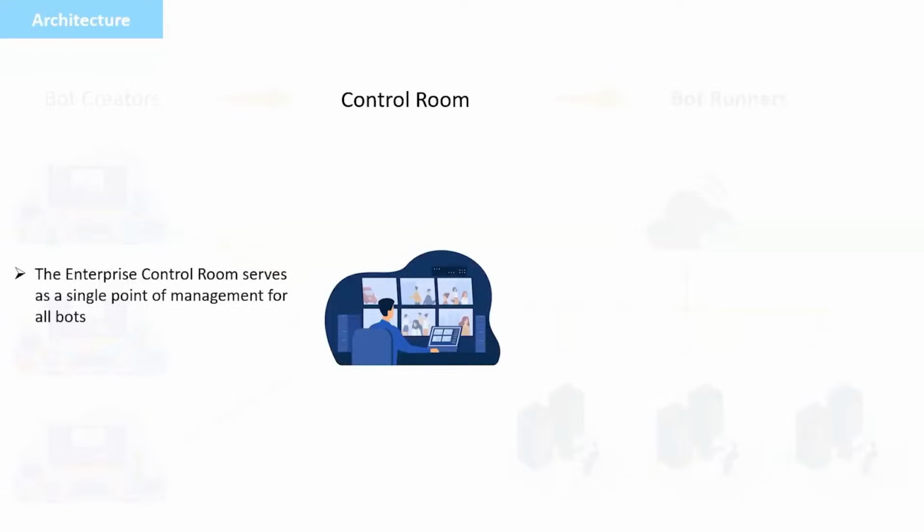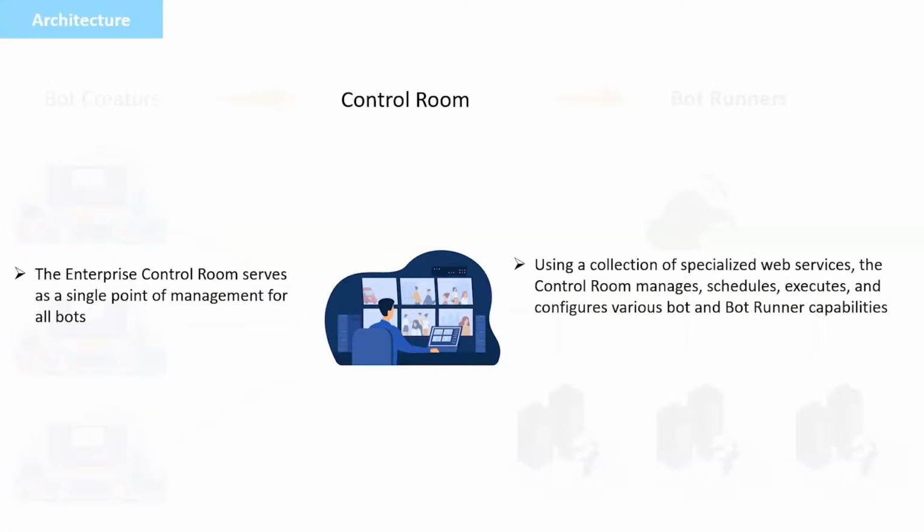Control room. The enterprise control room serves as a single point of management for all bots. Enterprise control room is placed on a server in the data center and configured to work with the other data center components. A reverse proxy is in charge of listening for requests for remote connections and sending them to the appropriate specialized service. Using a collection of specialized web services, the enterprise control room manages, schedules, executes, and configures various bots and bot runner capabilities.